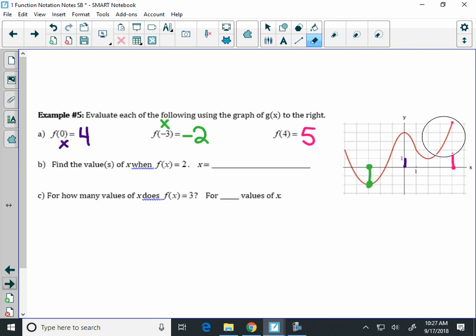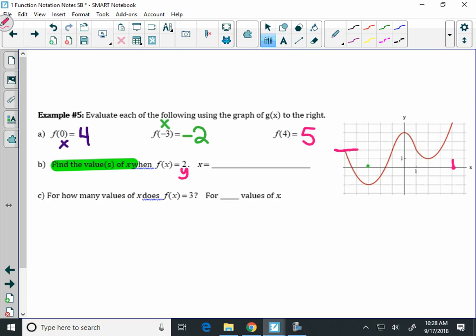So the next question says, find the values of x when f of x equals 2. So same thing we did in the last problem of example 4. This 2 is a y value, it's what you equal. So I want you to draw a line where y equals 2, a horizontal line going through the y-axis, and that's where y equals 2. Now, notice, those 2 lines intersect right here, here, here, and there.